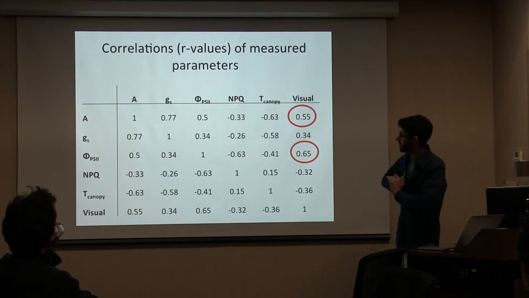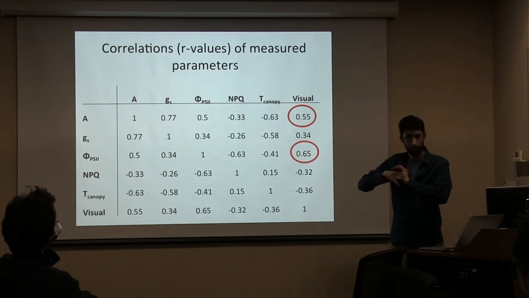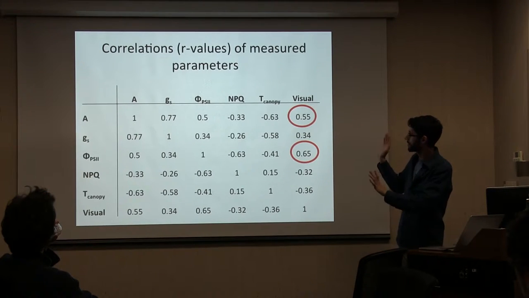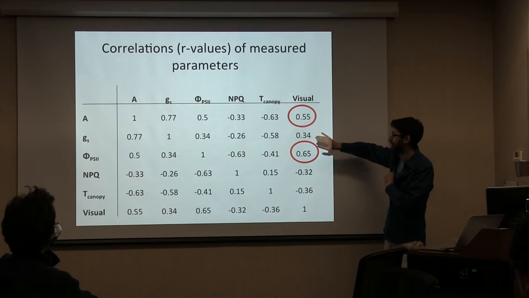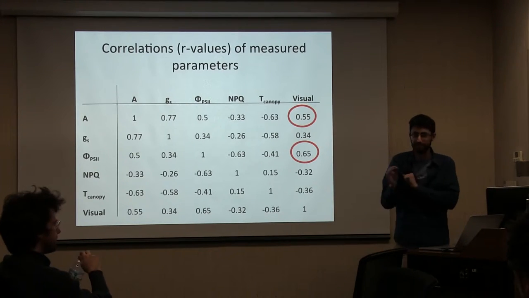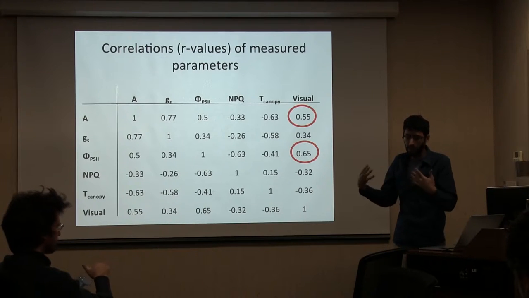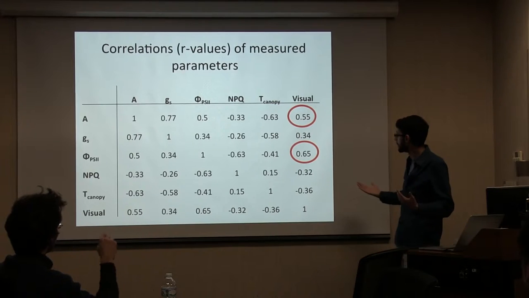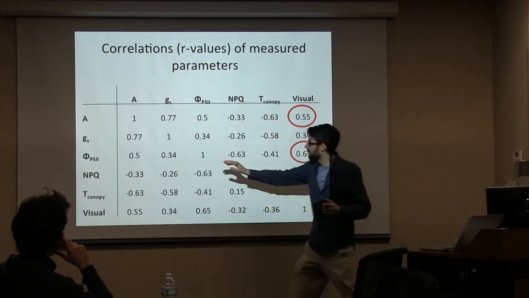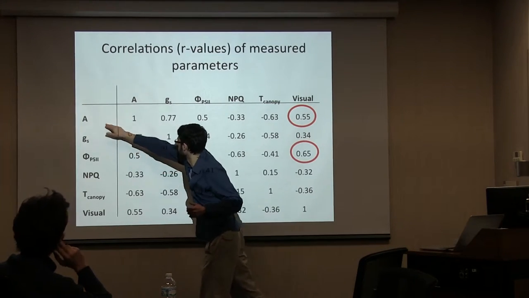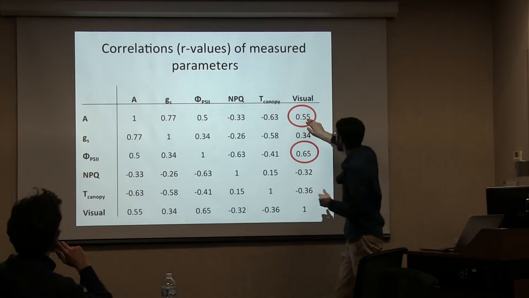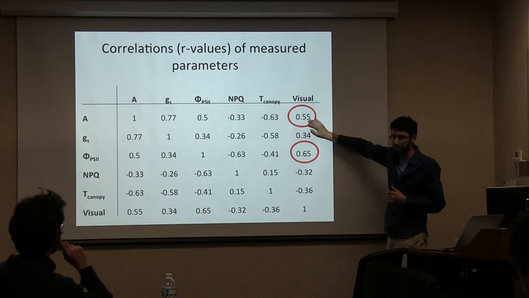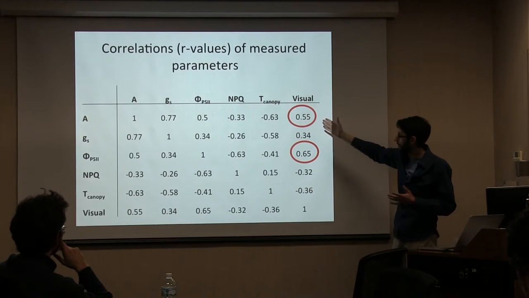And then we just did a quick correlation of all these different parameters that we took. And, you know, visual stress is something you can't fake. You can see visual stress very easily. You can pretty easily, qualitatively, get an idea of how well a genotype is performing. So if you look here, we're relating photosynthesis, A, to your visual rating, there's only a slight connection there. It's all right, but it's not very strong.